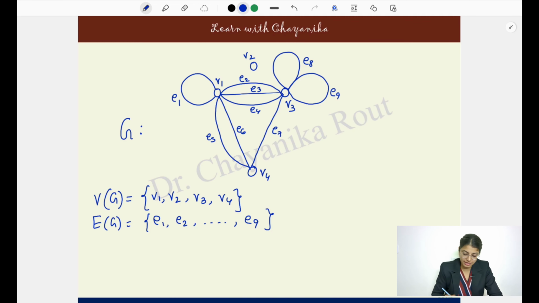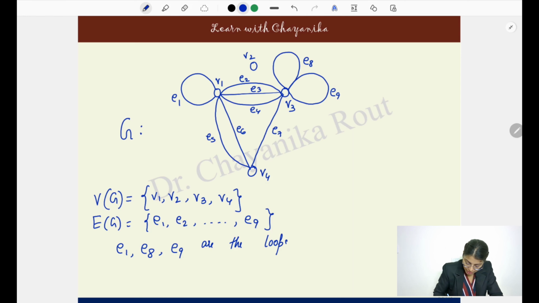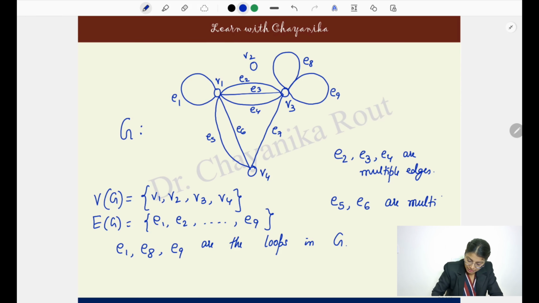How many loops are there? As we can see, the edges E1, E8 and E9 are the loops in the graph. And what about multiple edges? As we can see here, let me write it here, E2, E3, E4. These are multiple edges. Again we have another set of multiple edges, E5 and E6. They are also multiple edges.